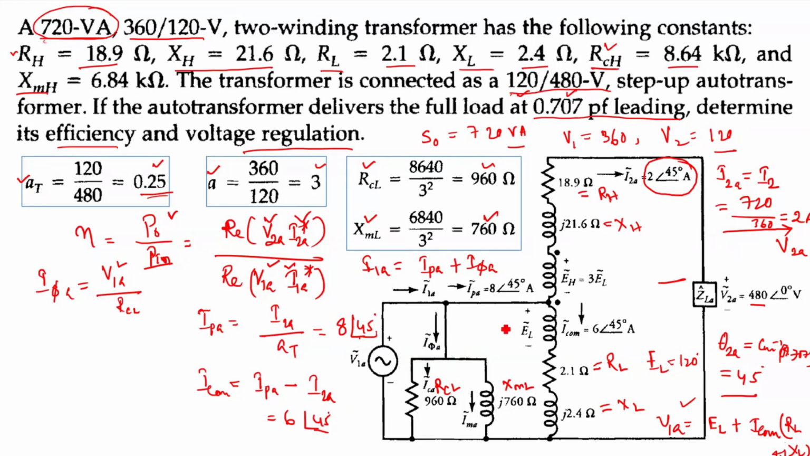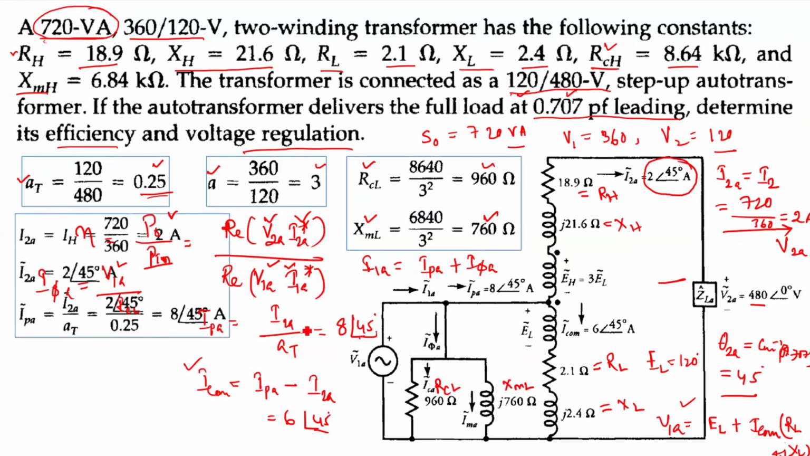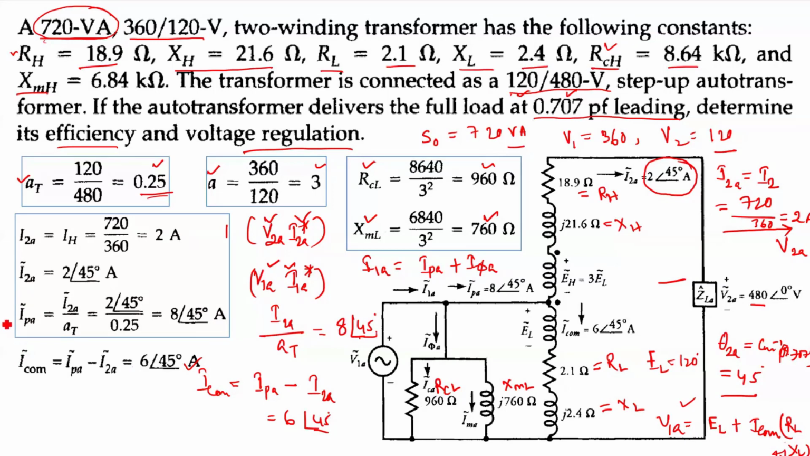Okay. So now using this current, I can find V1A. V1A is nothing but EL plus I common into RL plus JXL, right? So now I can find V1A. This is how all derivations are given. You can see it, right? What I told now is given here. So this is your IPA, 8 at 45 degree. Then your I common became 6 at 45 degree, right?